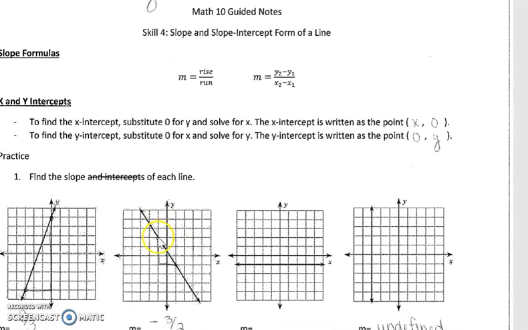I'm going to start here, and I'm going to go to this point here. So from this point, I'm going to go rise, so up or down. So I'm going to go down. 1, 2, 3. So I went down 3. Down is a negative value, so negative 3. And then I'm going to go 1, 2. I went right 2. Right is positive. So down here you can see my slope is negative 3/2.